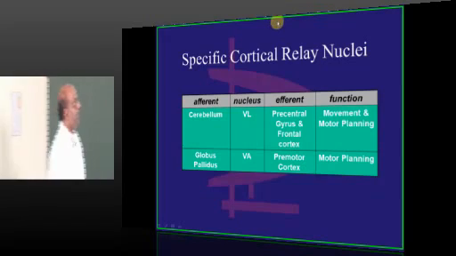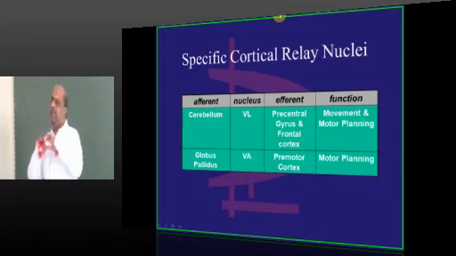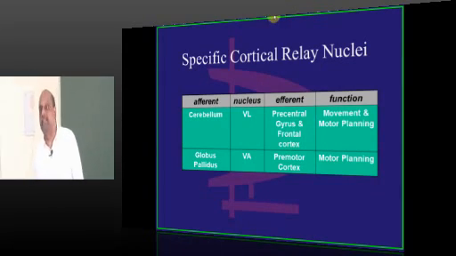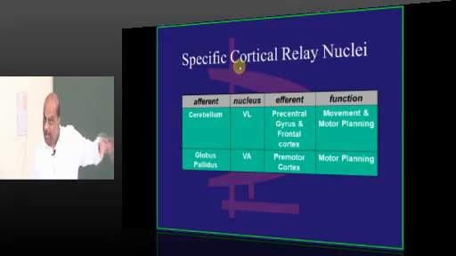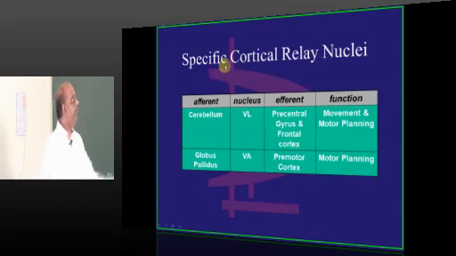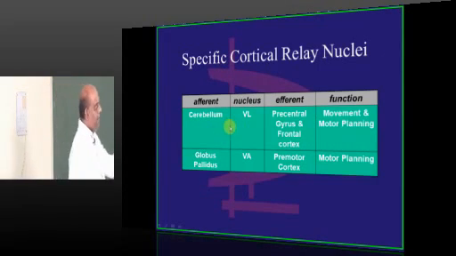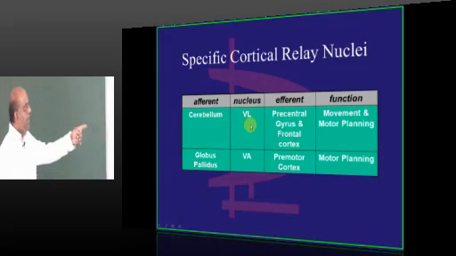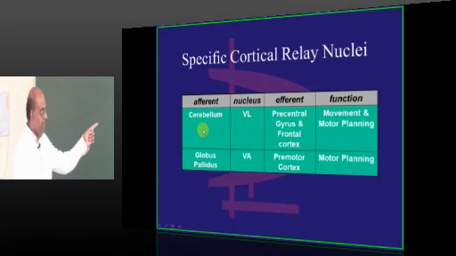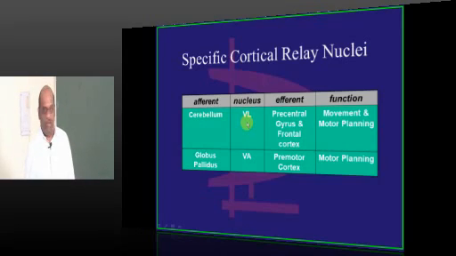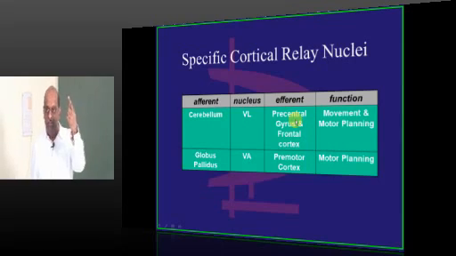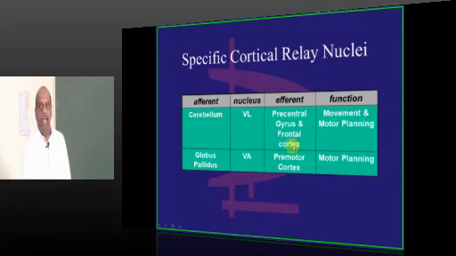Then there are certain specific cortical relay nuclei within the thalamus. Among this nuclear group which we have summarized, you have a few specific cortical relay nuclei. The cerebellum will be reporting to the ventrolateral nucleus, and that ultimately goes to the precentral gyrus motor area and to the frontal cortex, and this is how the cerebellum ultimately helps in movement and motor planning.